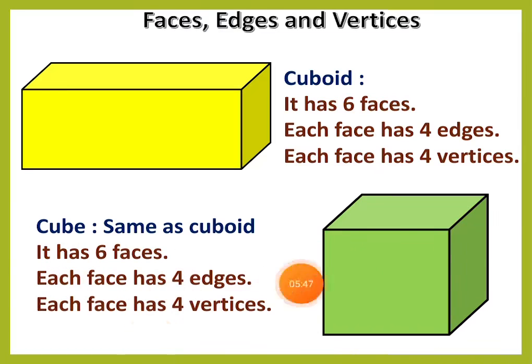Now if you talk about its vertices, in each face how many vertices do we have? Here you can see the first edge, second edge and the third edge, they all meet each other at this corner, at this vertex. So this is the first vertex, then this is the second vertex. In the same way you can see here the third vertex, and this is the fourth vertex. So total 4 vertices in each face.